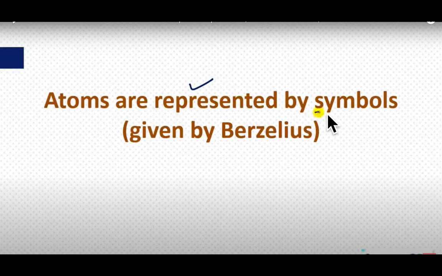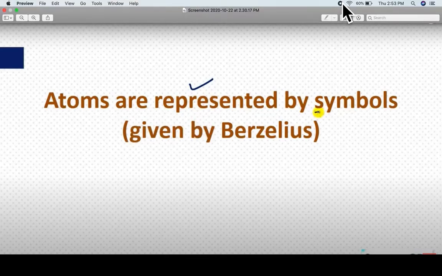Atoms are represented by a symbol, and Dalton also has given symbols of a few elements. He was not able to give the symbols of all the elements, so you have to learn those symbols also. In your book it is given, you have to learn. There are 9 or 12 symbols, you have to learn those also. Now after research, Berzelius has given the symbols of atoms to represent their name.